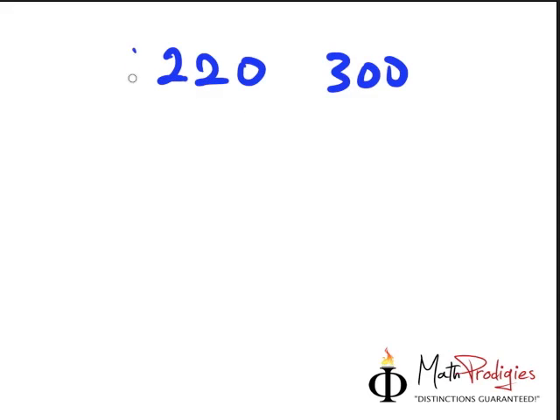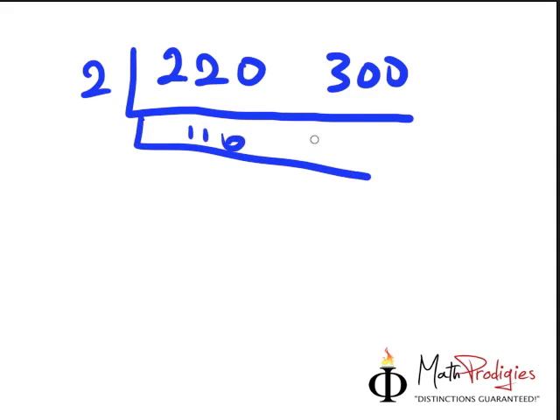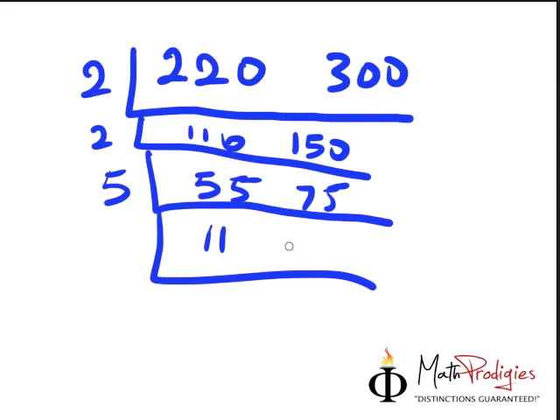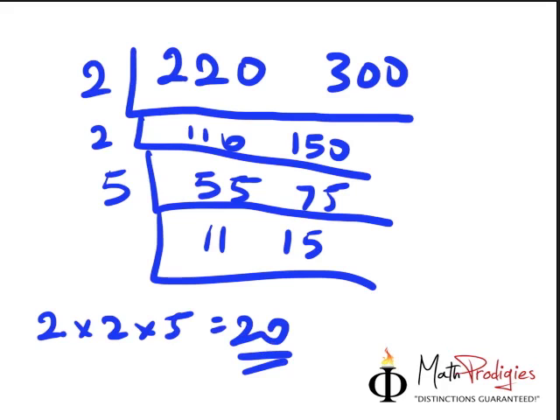First off, we can divide it by 2, and you will have 110 and 150. And you can divide by 2, and then you will get 55 and 75. And you can divide it by 5, and you will get 11. And what's 75 divided by 5? You will get 15. Can you go any further? No, that's it. So your highest common factor is 2 times 2 times 5, and the answer is 20. That's the answer for part B.